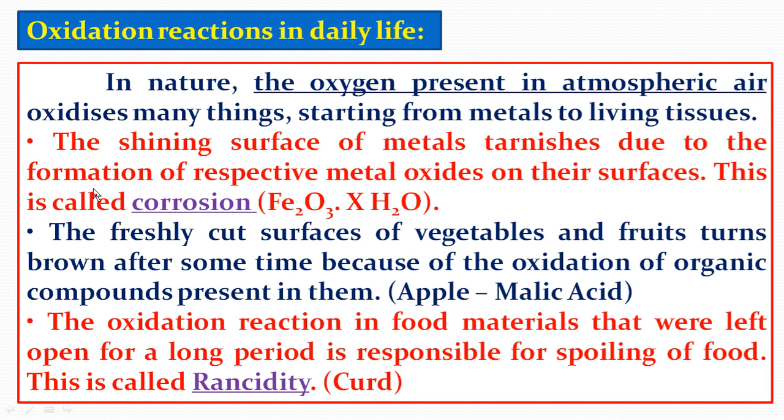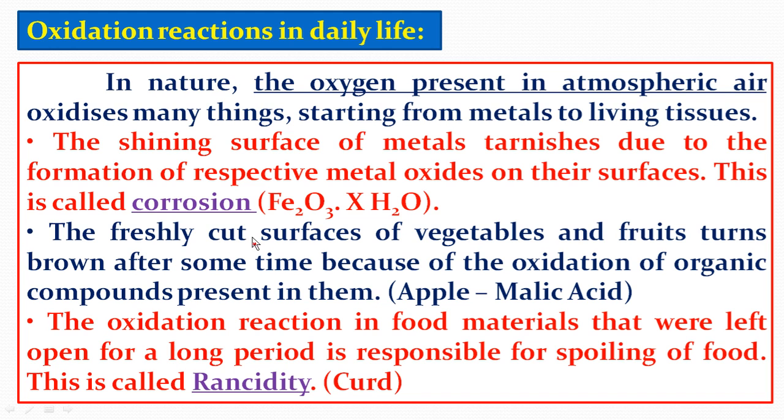For example, the shining surface of metals such as aluminum. Aluminum combines with oxygen to form aluminum oxide; aluminum tarnishes and changes its color due to the formation of aluminum oxide. Silver combines with hydrogen sulfide and changes from white to black due to the formation of silver sulfide. Iron combines with oxygen and moisture and forms rust, Fe2O3.xH2O. This phenomenon is called rusting and it is also called corrosion.